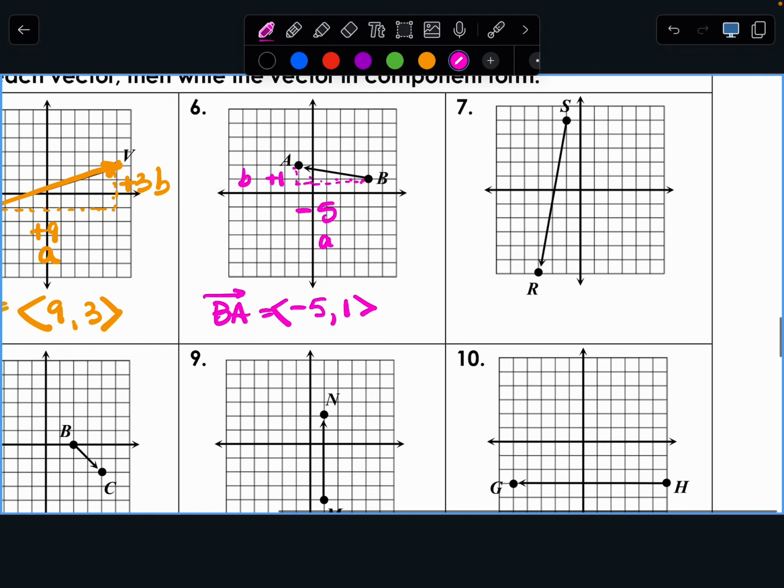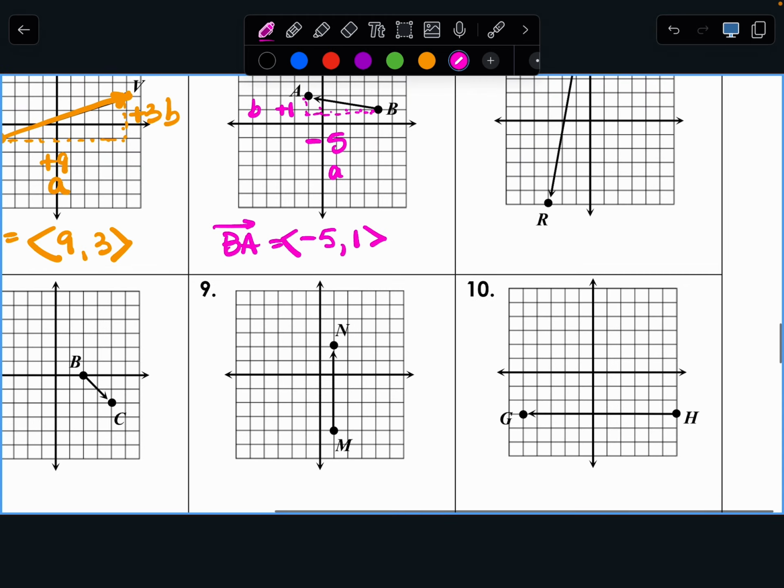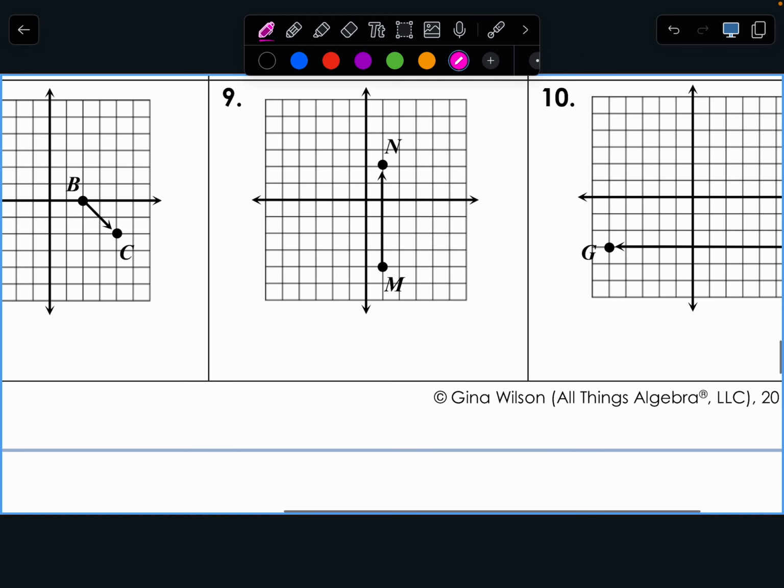Okay, I'm going to do one more. Are there any that are tricky? Yeah, I'm going to come down here and do number 9. Okay, MN and NM. Which one is it? MN. Does this change? Does my horizontal change? No. So what's nothing in math? 0. And then our vertical goes 1, 2, 3, 4, 5, 6. That's it.